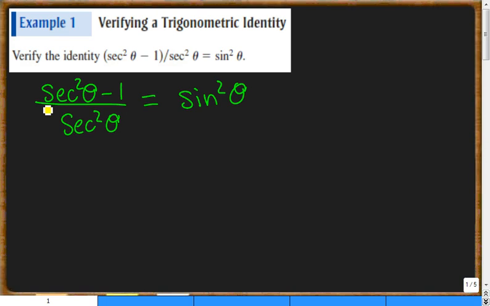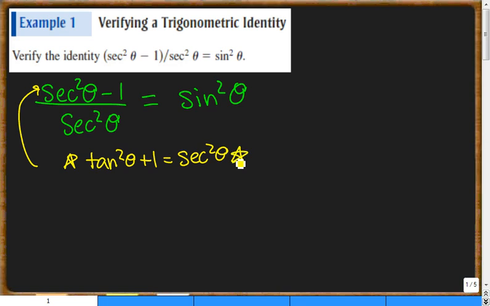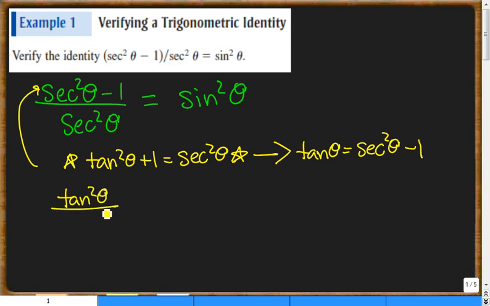I noticed right off the bat that secant squared theta minus 1 comes from an identity. I know that tangent squared theta plus 1 equals secant squared theta. So it would follow that tangent squared theta would equal secant squared theta minus 1. So I can actually go ahead and replace that and say tangent squared theta over secant squared theta.